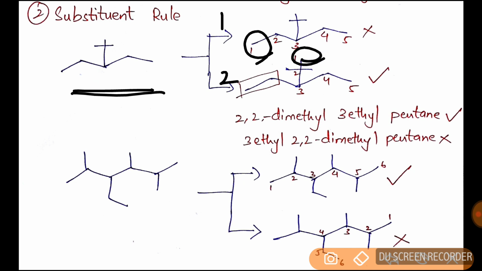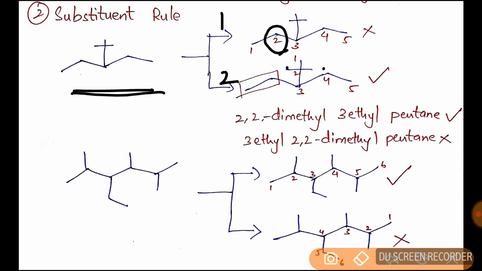Both the carbons are free from substituents. Okay, so next we'll consider the second carbons in both ways. Here the second carbon is free from substituents, but in this case the second carbon is not free from substituents. It has 2 methyl groups. As you could see here, these are 2 methyl groups. Okay, these are the 2 methyl groups. So the numbering should be given in this way only. As you could see here, the second carbon has 2 substituents.